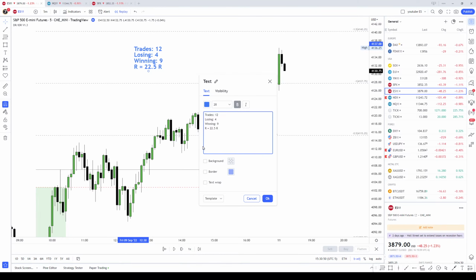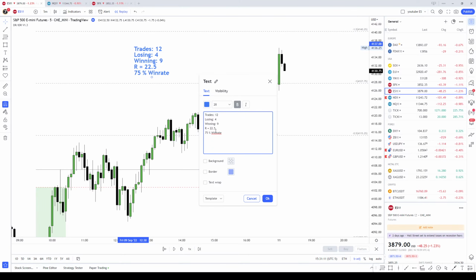So that's 0.75 win rate. So 75% win rate. And our risk reward ratio would be 12R, which we risk.